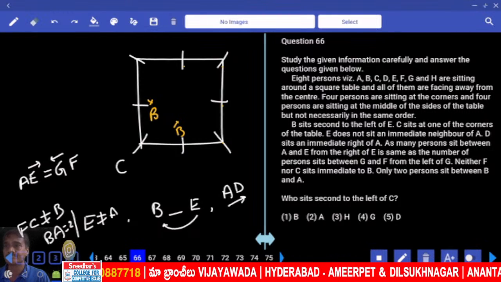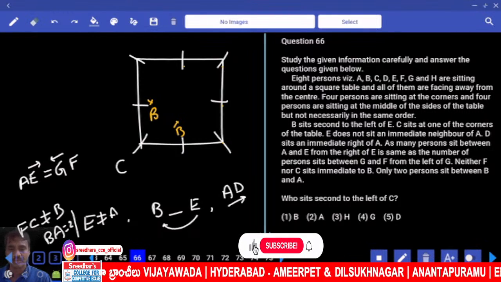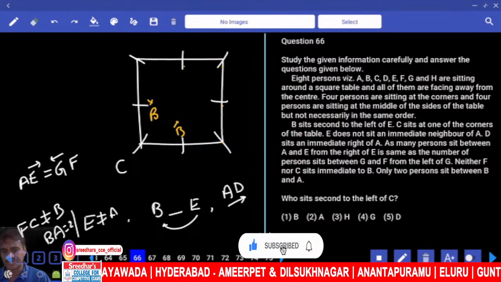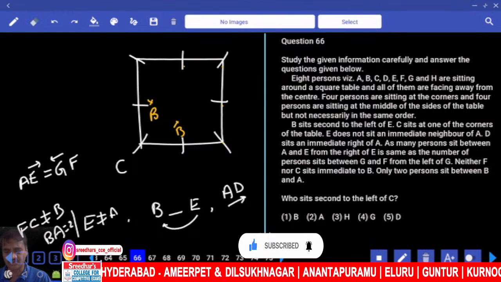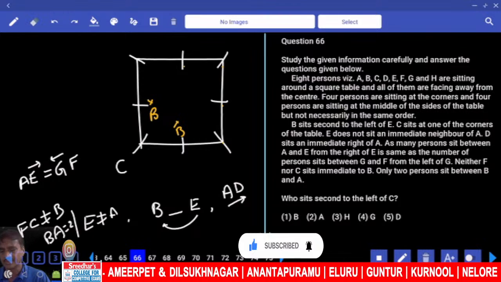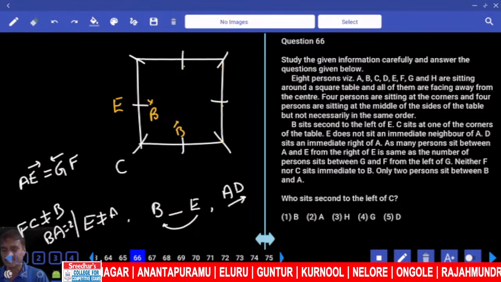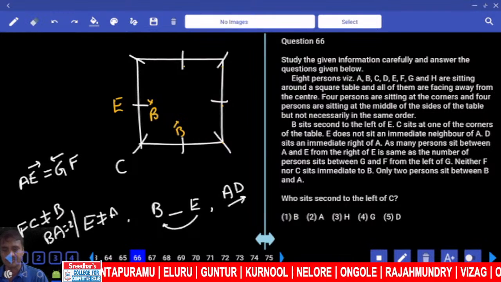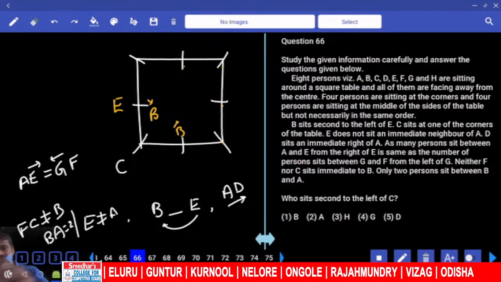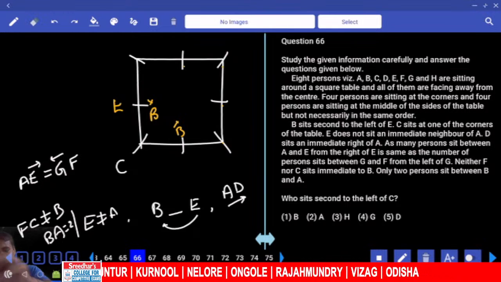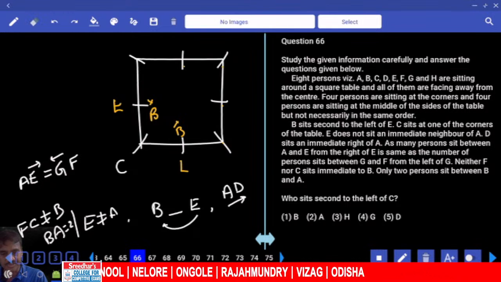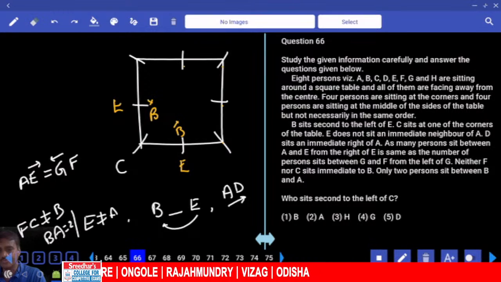Then which one? C's left hand side. Who is that one to the left hand side of C? E. Now if you take E at this place, then E is here. Is E towards the left hand side or right hand side? If E is here, then B will be second left, which is not possible. Then what is the other possibility?